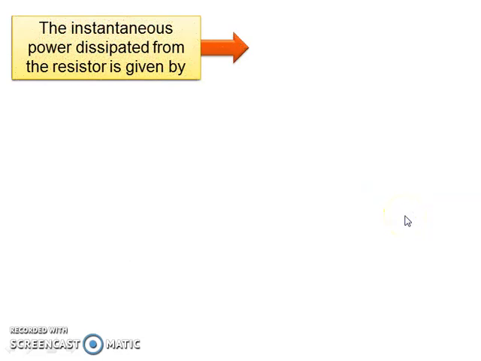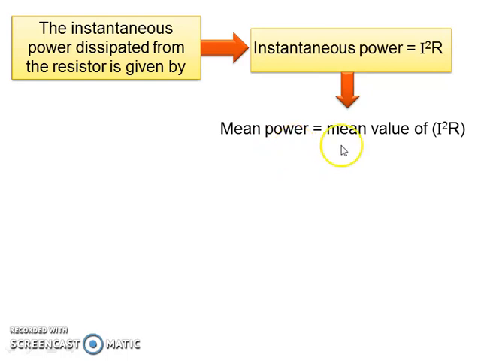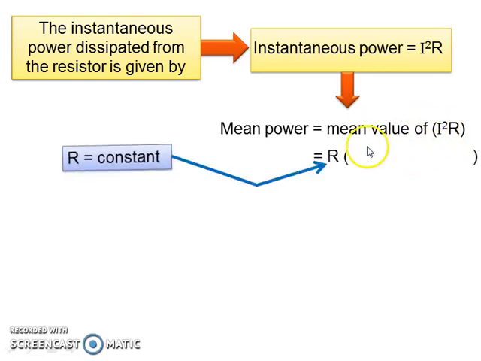So we are going to discuss the physics concept for the alternating current. The instantaneous power dissipated in the resistor is given by instantaneous power equals I squared R. So mean power means the mean value of I squared R, which means I1 squared plus I2 squared plus I3 squared and so on, divided by the number of values over the cycle. R is constant, so it can be taken out of the mean, leaving only the mean value of I squared.